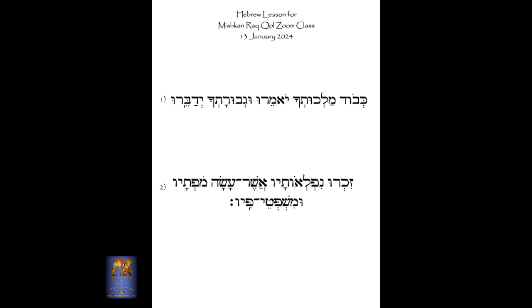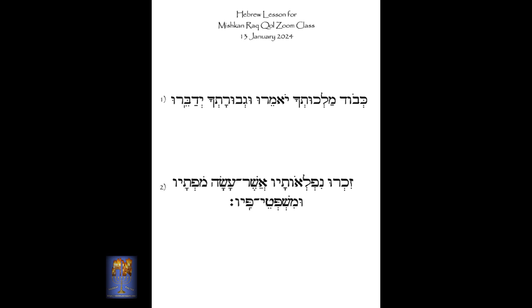All right, so we have u-gevura. Then we have a tav pointed with a vocal shva because we're following a long duration vowel point. Te. And then we have a chaf sofit pointed with kamatz. Cha. U-gevuratecha. I'm sorry, that is not a dalet. That is a chaf.